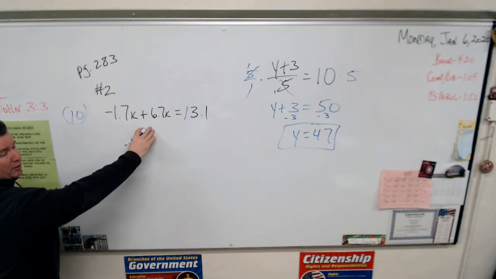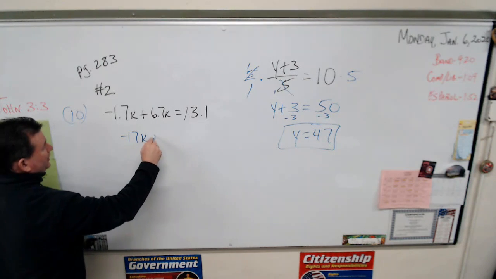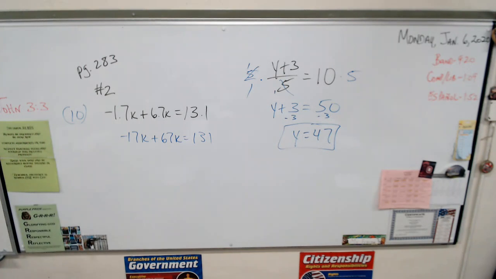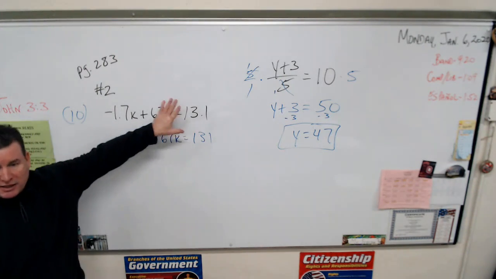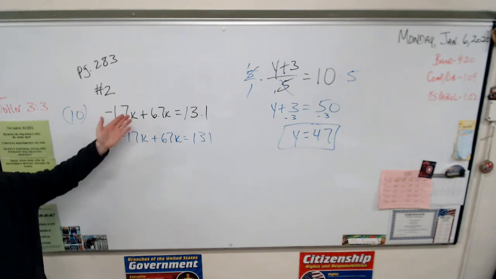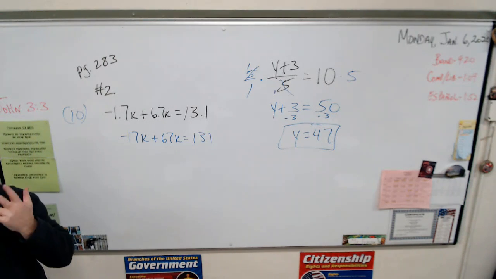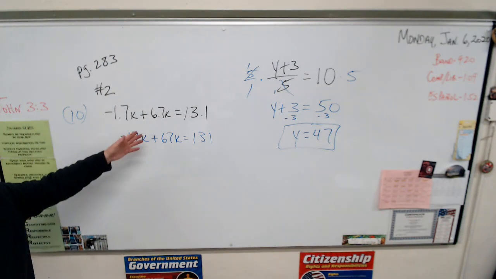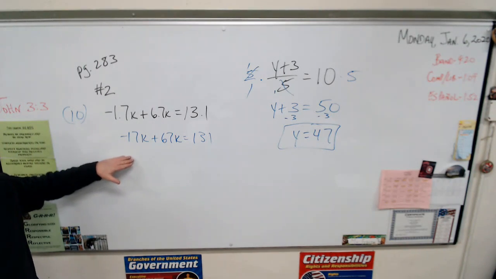So, we're multiplying everything by 10. This is our new problem. Negative 17K plus 67K equals 131. I'm stopping there. Raise your hand if you need more clarification. How did I get rid of the decimals? I multiplied everything by 10 because I noticed that everything had a tenth place. Absorb that. What if they don't have to? Well, we'll get to that. Because if one of these is in the hundreds, I'd have to multiply everything by 100. That's all.